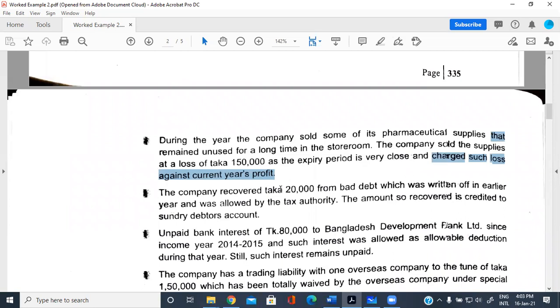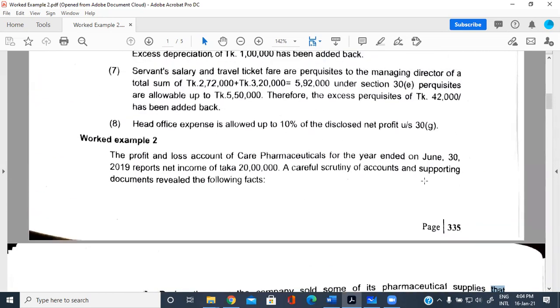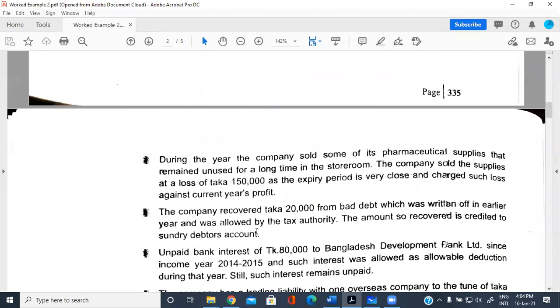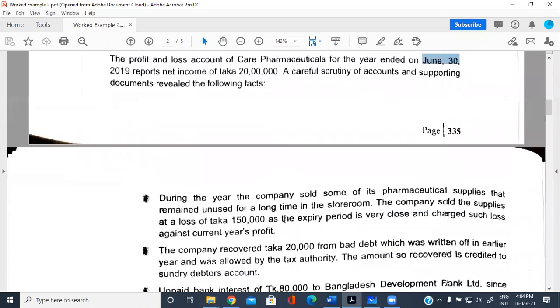The company recovered taka 20,000 from bad debt which was written off in an earlier year. What is the current year? June 30, 2019, right? Which income year are we in right now? 1819, sir. Okay, so earlier year means earlier than the 1819 income year.